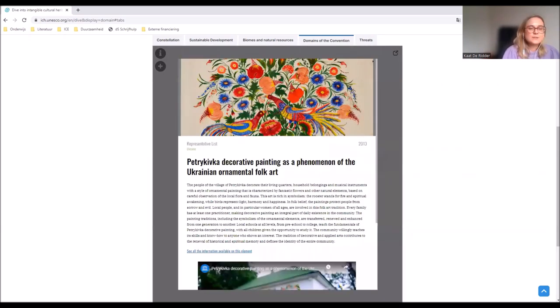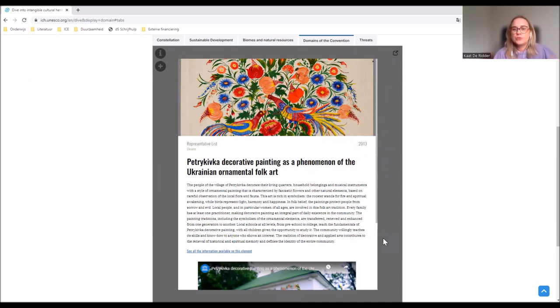Let's have a look at the example of Petrikivka decorative painting as Ukrainian folk art. So the people within the village of Petrikivka in Ukraine, they decorate their living spaces, their household belongings, their houses, and their musical instruments with a very specific style of ornamental painting that is very much characterized by natural elements. It is an art that is very rich in symbolism.